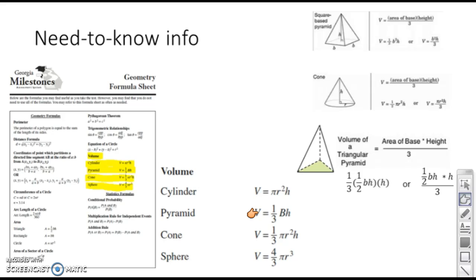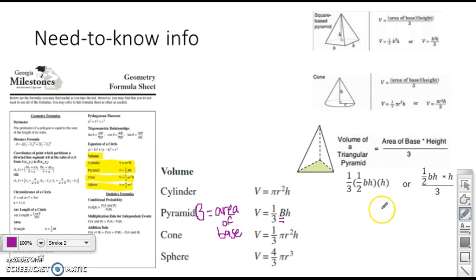And we need to take a minute to discuss that big B because that big B is very important. That big B stands for area of the base. All right, so there's lots of different types of pyramids, right? You can have a rectangular pyramid where the base is a rectangle. You can have a square pyramid where the base is a square. You can have a triangular pyramid where the base is a triangle. And I put some of those examples up here. Every time the volume is 1/3 big B times H, but the big B changes.